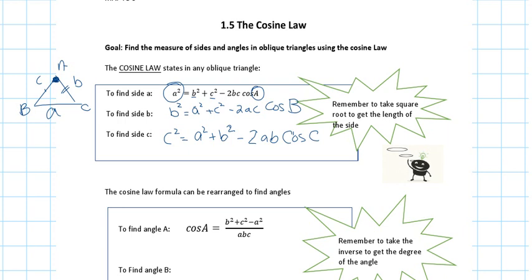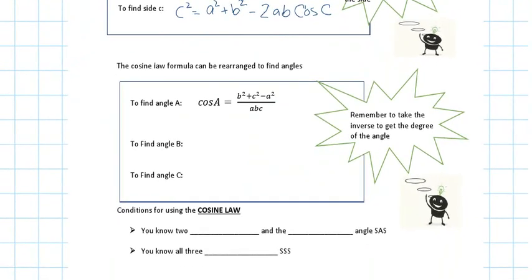The second scenario is if I know all three sides. Sorry, guys, this is not working properly. So if I know all three sides, okay, then I can solve any of the angles. I can pick, or if the question tells me which one it is, then I have to look for it.